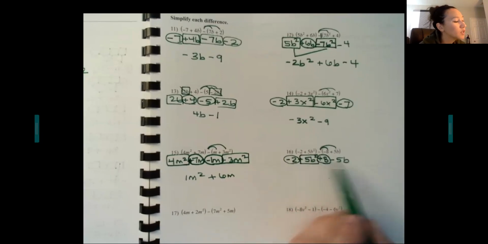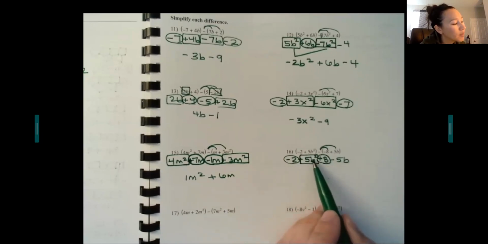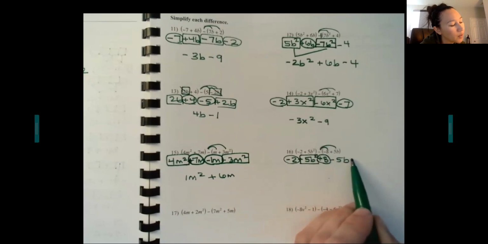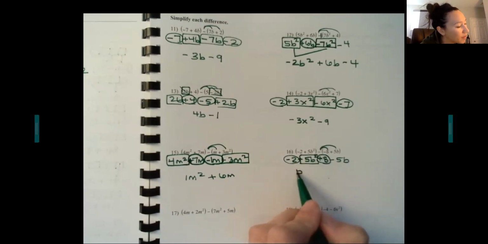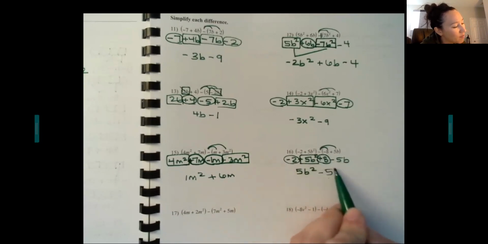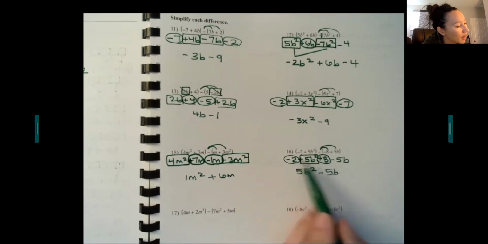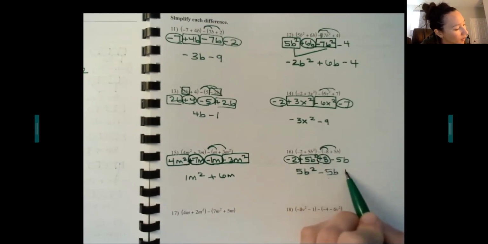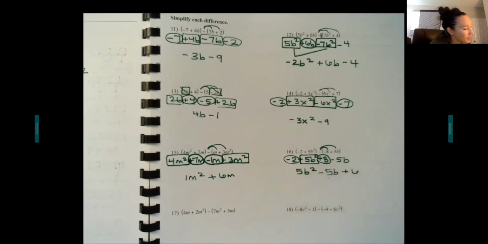Okay, so you're close. This one was a tricky one. This one has a b squared and this one doesn't. So we wouldn't want to box that one with it. So then we would just have our 5b squared, and then our minus 5b, because those can't be combined. And then we just had to combine the 8 and the negative 2, which is positive 6. Okay. Thank you, Eliab. And then Jaden, number 17.